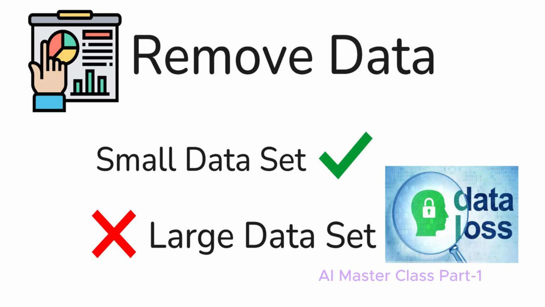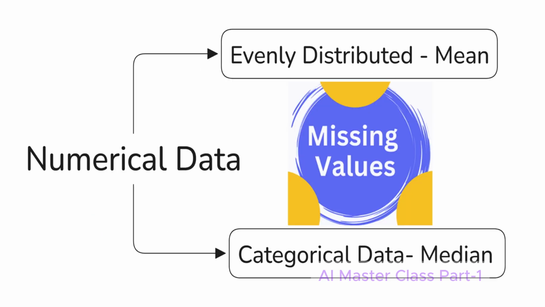The second approach is to fill the missing values. This is called imputation. But what should be the values that we fill and that also make sense? For numerical data, a common approach is to use mean or median. Mean works well when the data is evenly distributed, and median works better when there are outliers. For categorical data, we usually fill with the most frequent values.